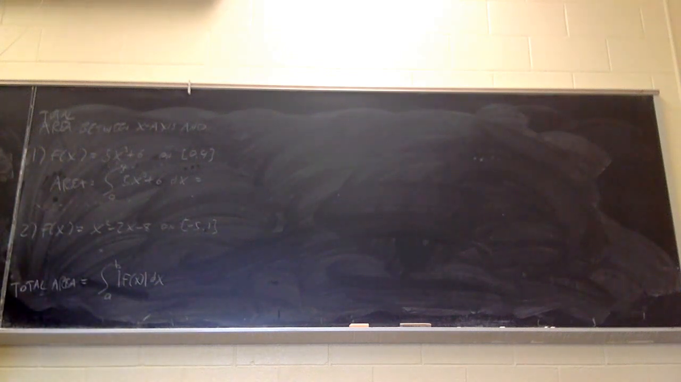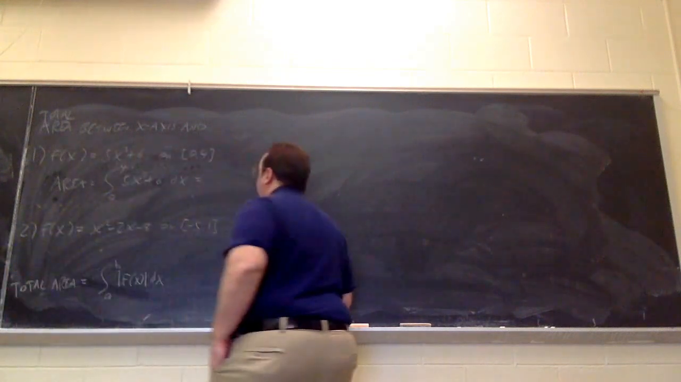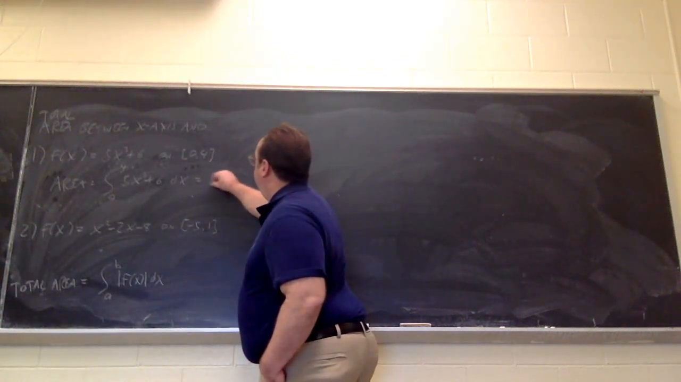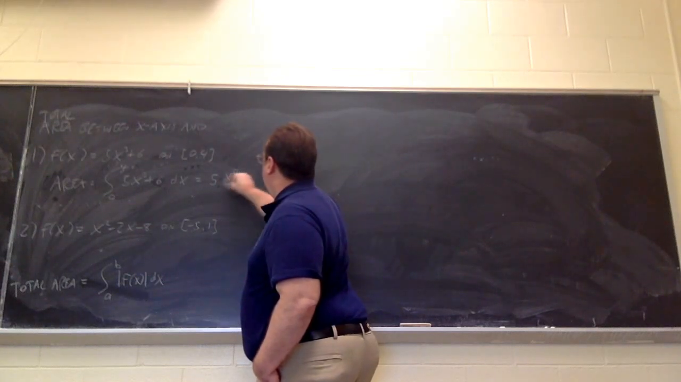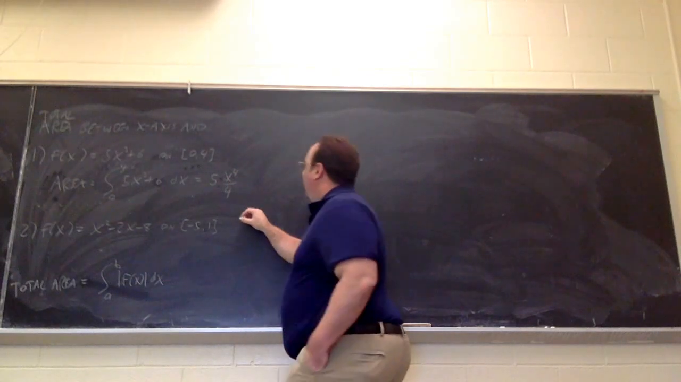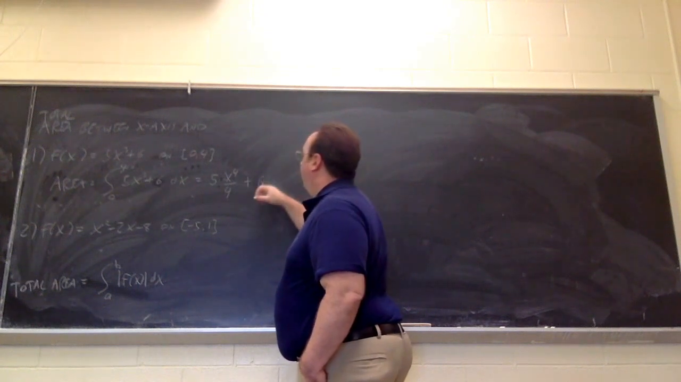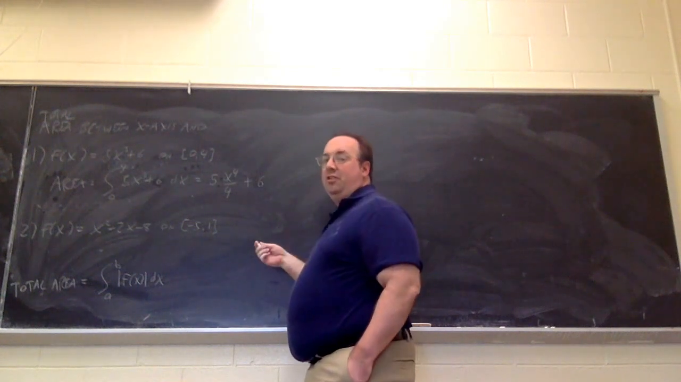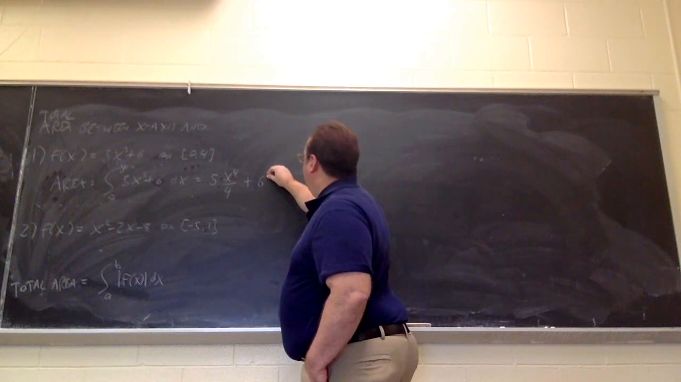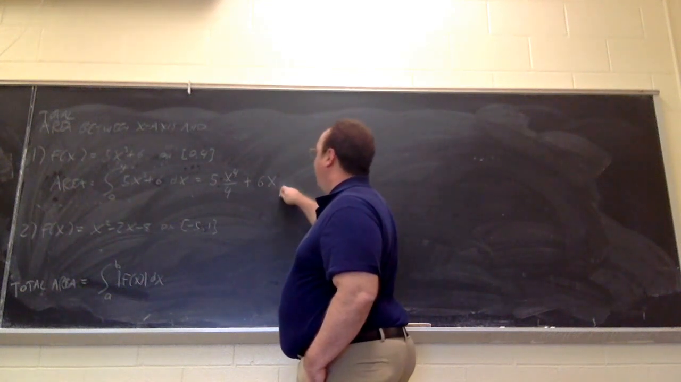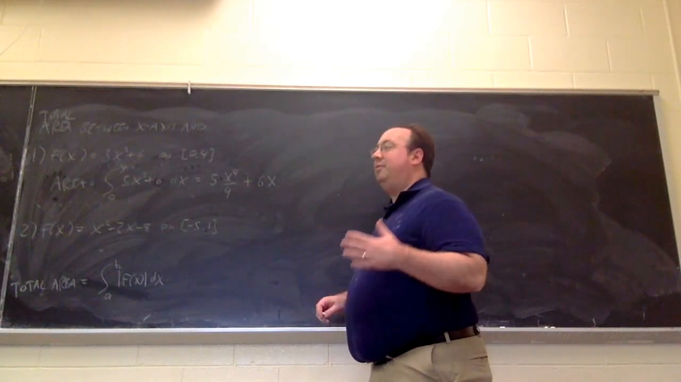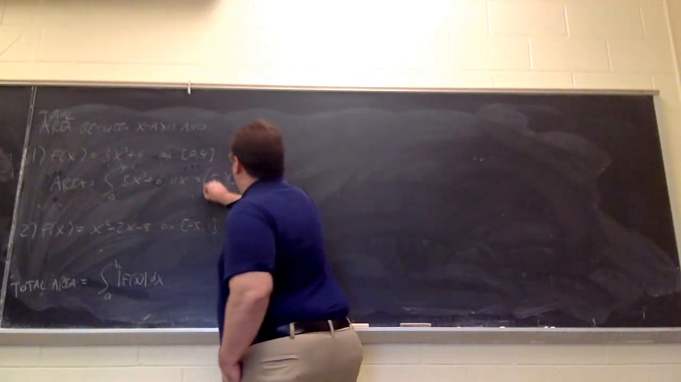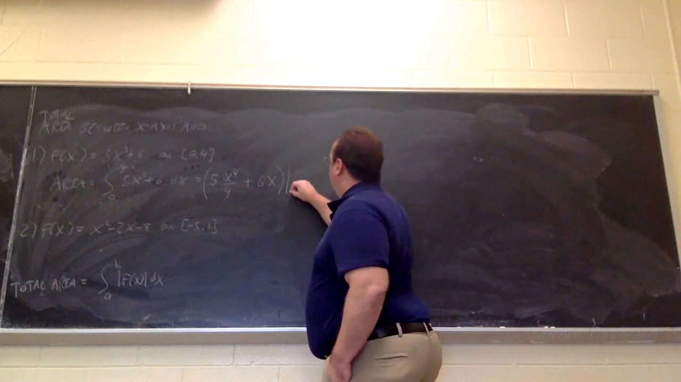So if we go ahead and do that using our integration rules, what we get is 5 times the integral of x cubed, which is x to the 4th over 4, using the power rule, and then plus 6 times the integral of x to the 0, which is 1. And that's just going to give us x to the 1st, which is the same as x. So remember, the integral of a constant is that same constant times x. And this is evaluated at the limits of 0 and 4.